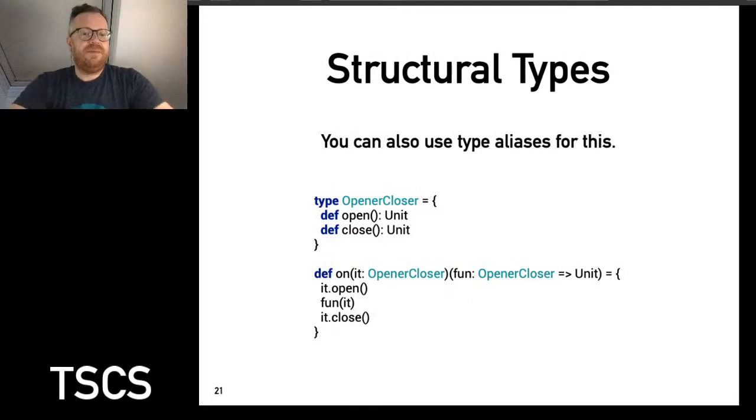You can also do type aliases for that. So you can also define things like type members like this, OpenerCloser, and then you have two methods that go in there. And then say you have a function that takes an OpenerCloser and a function that goes from OpenerCloser to Unit. And then you can just call it openFun with this operator with the OpenerCloser thing, and then close it again.